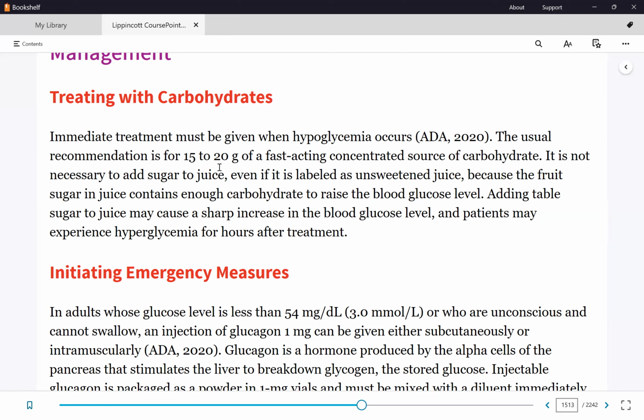It will drop again. So therefore, after intervening, what do you do next? You gave the 15 grams. What's next? Feed them. Okay. Give them a meal or a snack. That way, it won't happen again. Are we clear? All right.